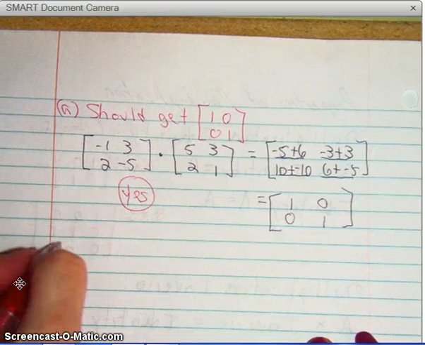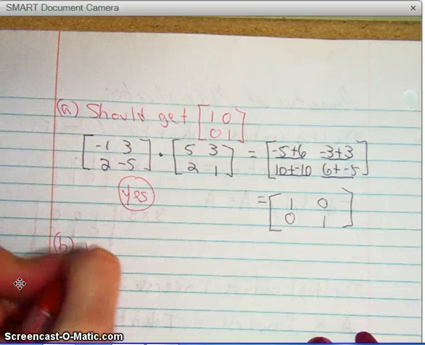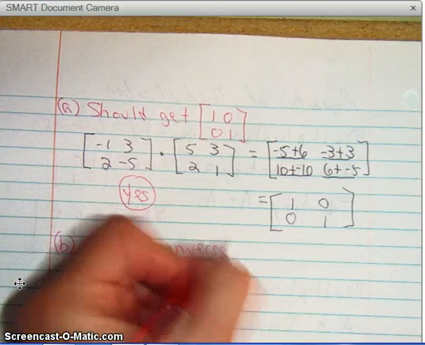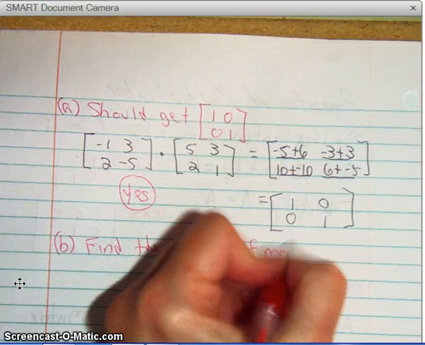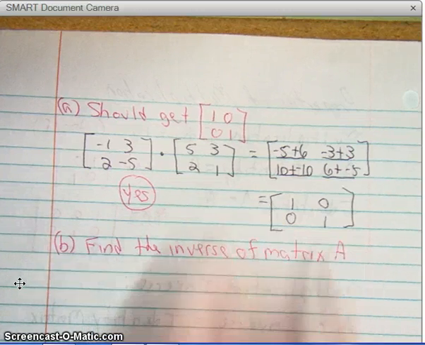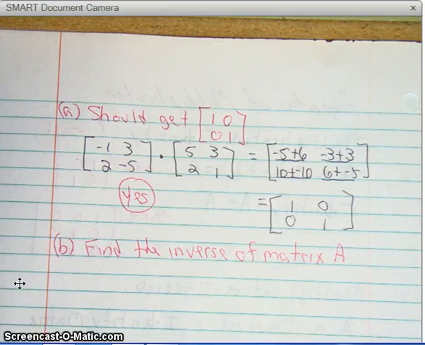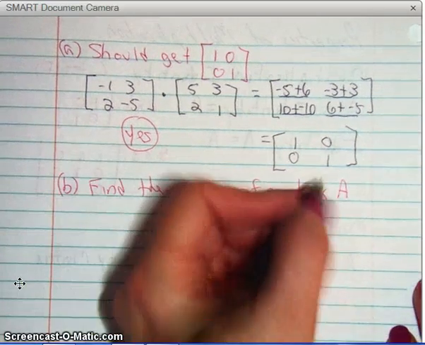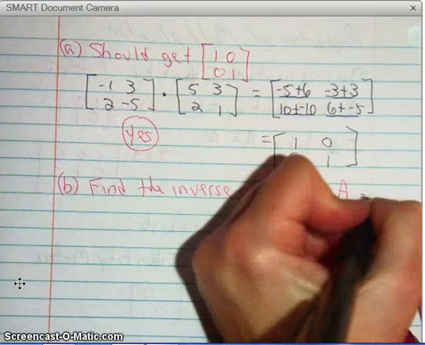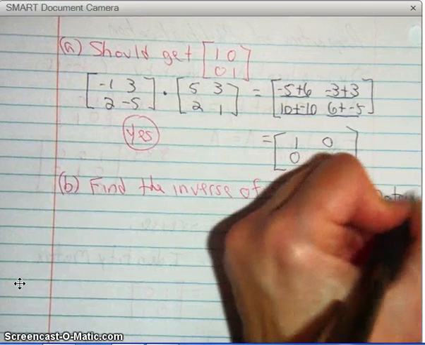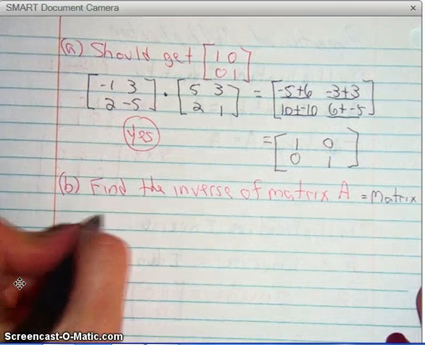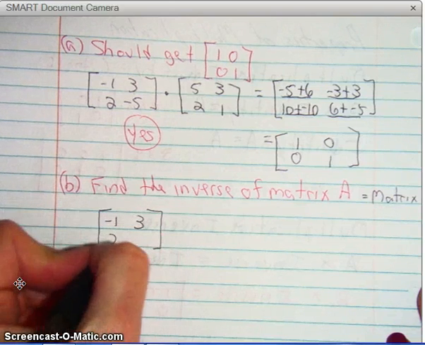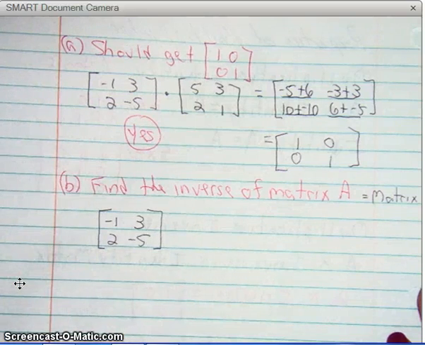Second method, letter B, is to find the inverse of matrix A. Find the inverse of matrix A, and it should equal matrix B. Okay? All right, so let's do our little practice on finding the inverse. -1, 3, 2, -5. So that's matrix A.